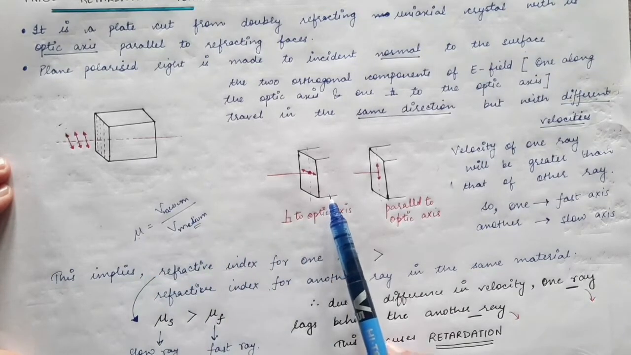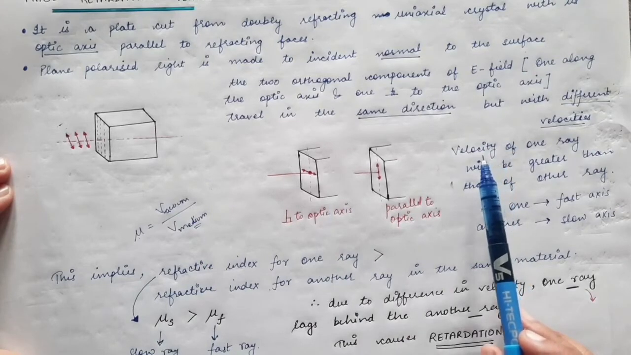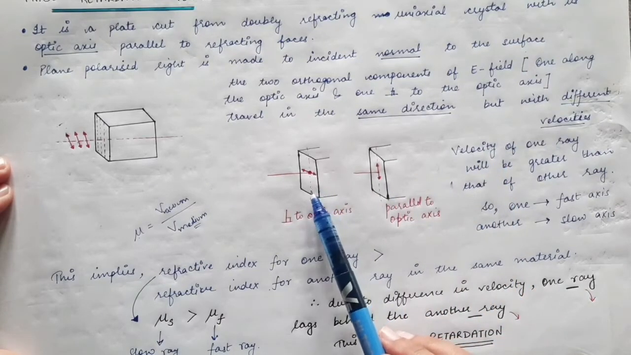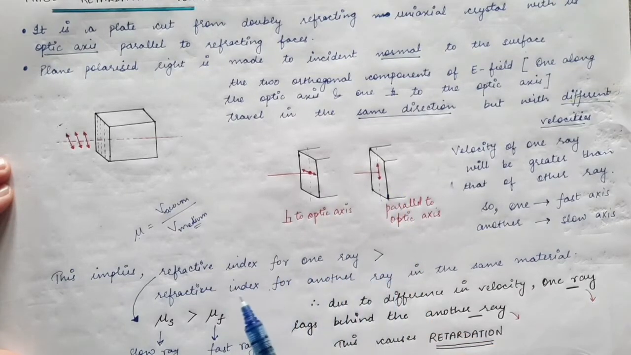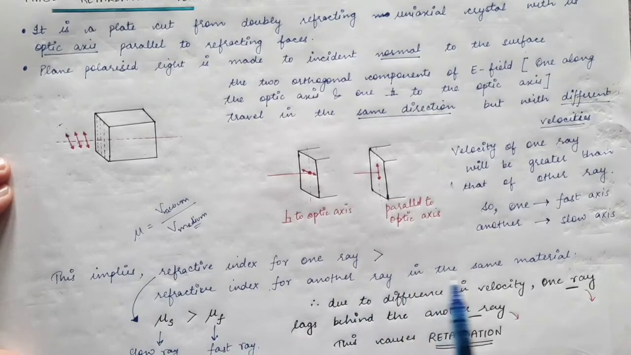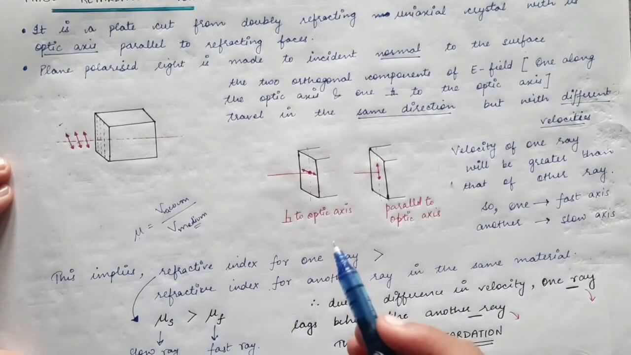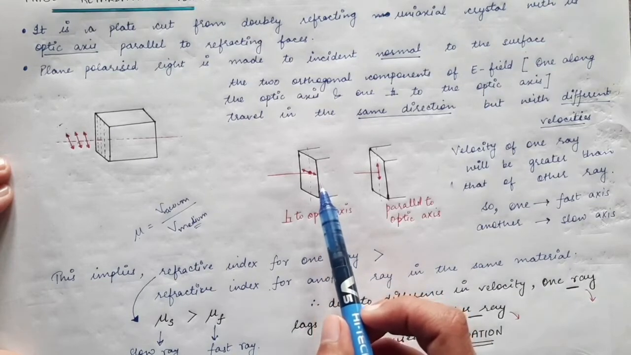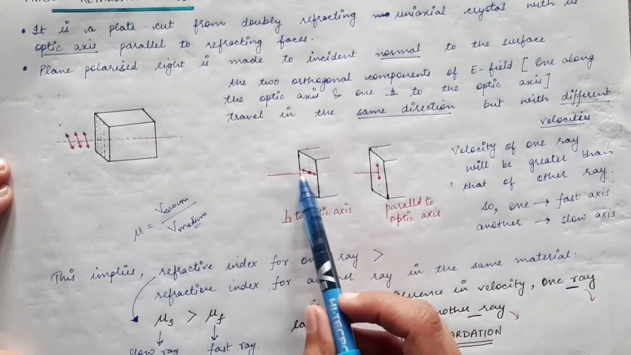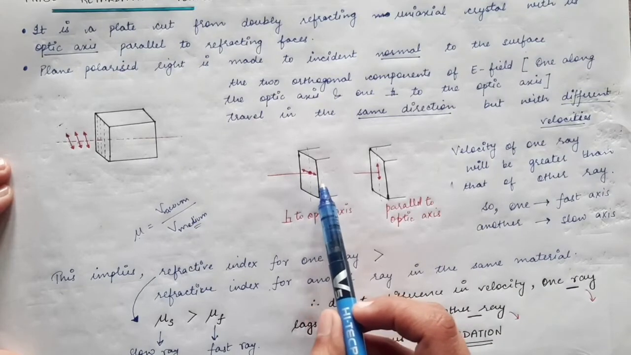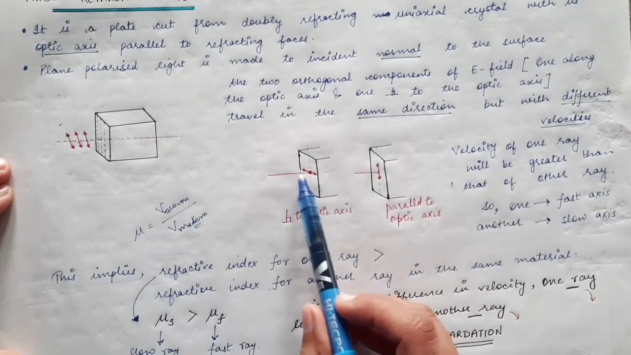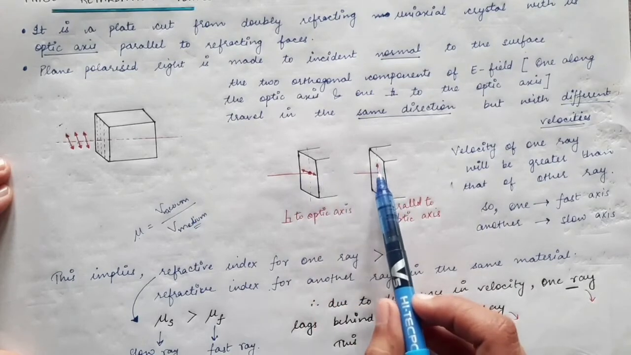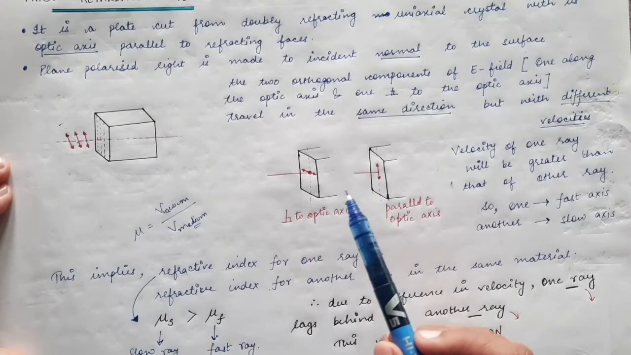So if one light ray is moving slower as compared to the other component, then the refractive index of that ray will be greater than the refractive index for the other ray in the same material. Let's say the velocity of this component is less as compared to the velocity of this component. Then we will say that the refractive index for this component is greater as compared to the refractive index for this component inside the same material.